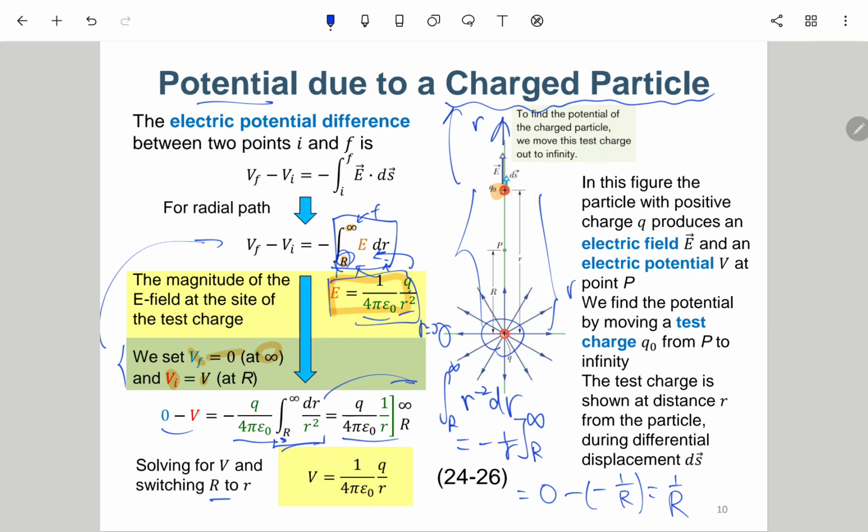And then finally, we switch capital R back to small r. So finally, we have V equals k times Q over r, where k equals 1 over 4 pi epsilon naught. This is the potential generated by a charged particle. It is related to this k, the charge, and also the distance.